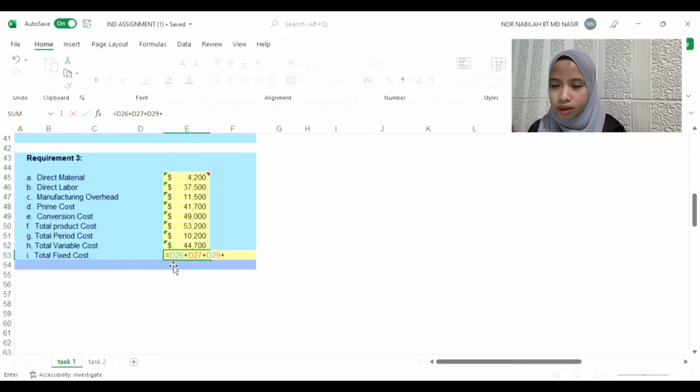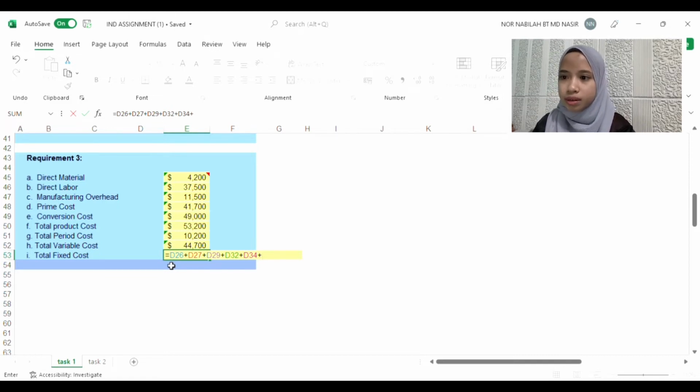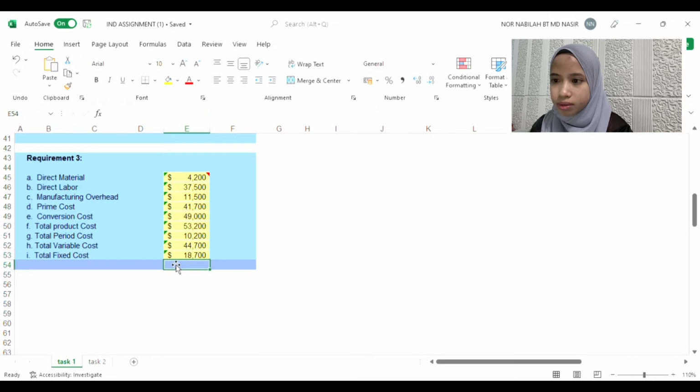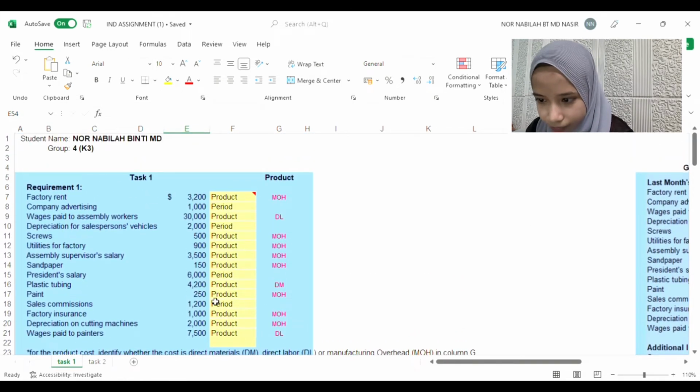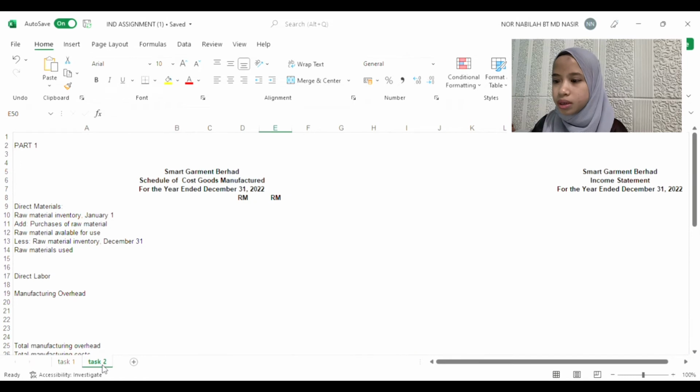D26 plus D27 plus D29 plus D32, D34, D38, and D39. So the total is 18,700. So that's all for task 1. Completing the task 1.